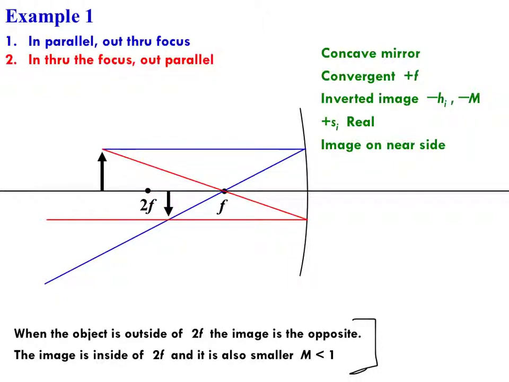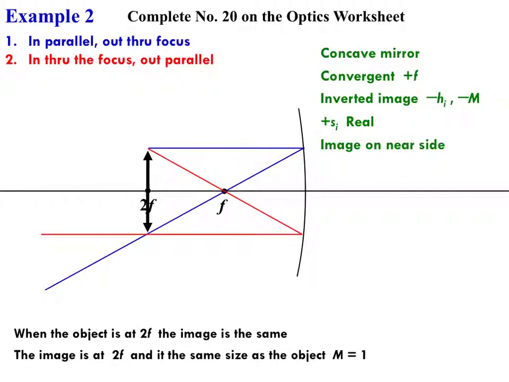This image is inverted and real because it's on the same side as our object. When our object is located at 2 times the focal point, our image will be located at 2 times the focal point. But this one is still going to be inverted, so the math is going to give you a negative value.